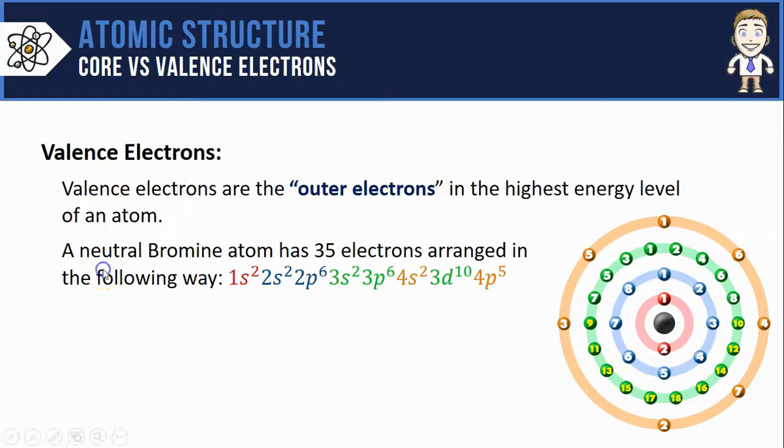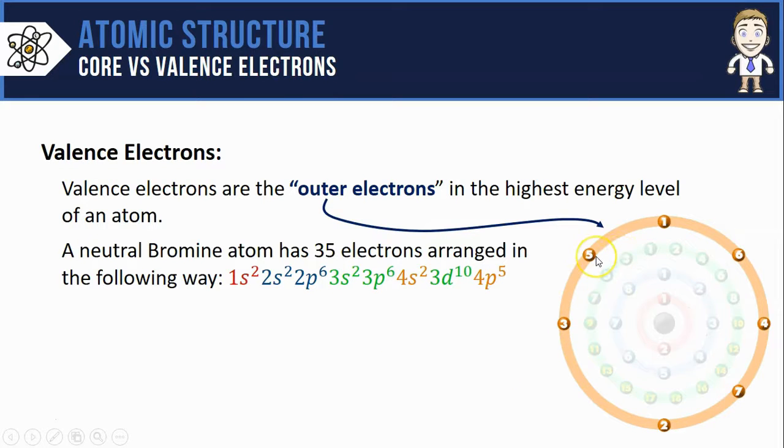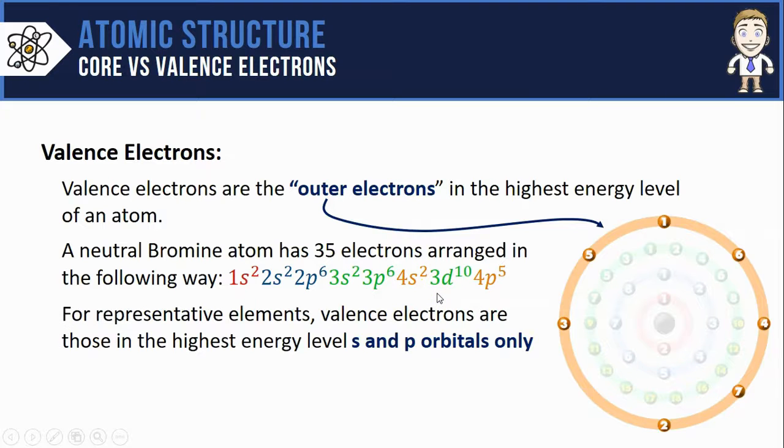You've probably heard of these before. They're simply the outermost electrons in the highest energy level of an atom. They're pretty simple to spot on this Bohr model. They would just be the ones in the outermost energy level or the outermost ring. To find the valence electrons on a configuration is a little bit trickier because you've got lots of different orbitals to weed through and it doesn't work exactly like you'd think.